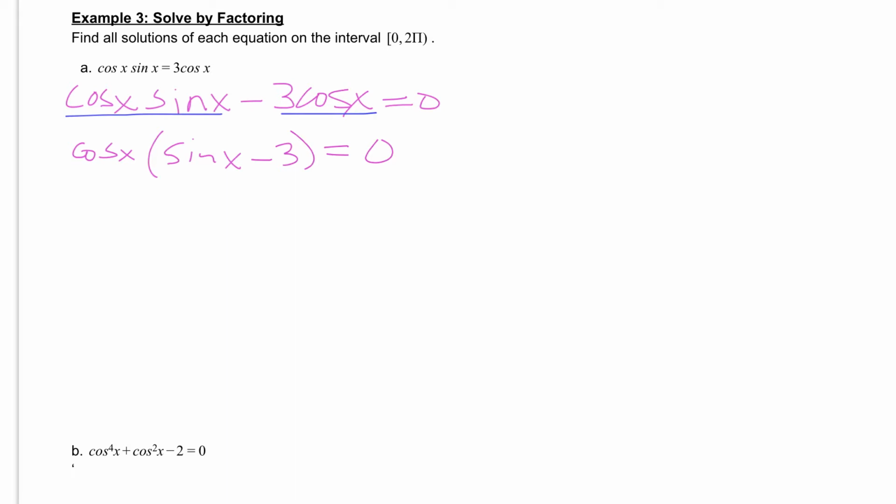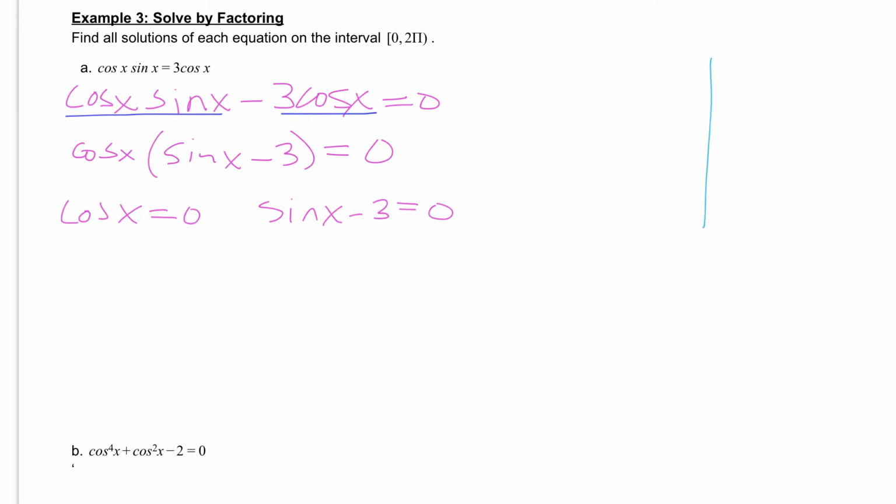From here, I can take each one of these and set them equal to 0. So I'm going to take the cosine of x and set that equal to 0, and I'm going to take the sine of x minus 3 and set that equal to 0. Basically, I've set up 2 different equations for myself to solve. Looking at the first one, cosine of x is equal to 0, I need to figure out when the cosine of x is equal to 0.